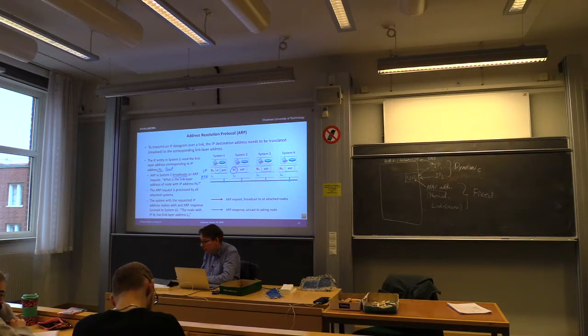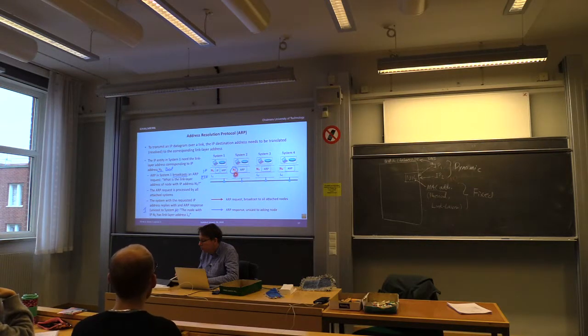Okay, the ARP request is then processed by all of the attached systems, and then the system with the requested IP address replies with an ARP response, which is unicast to system 1, saying: the node with IP N2 has link layer address L2.